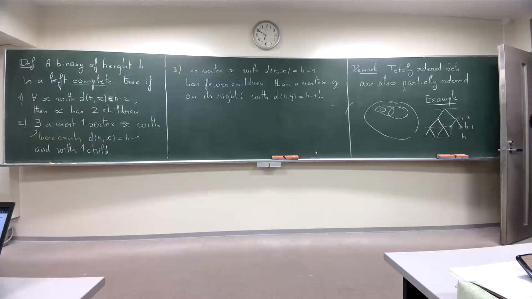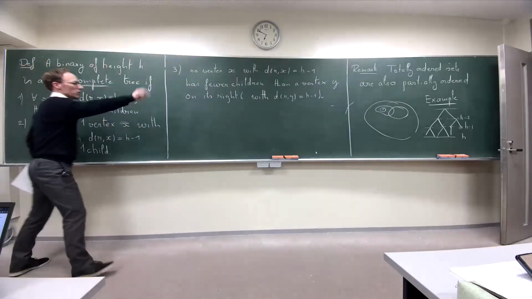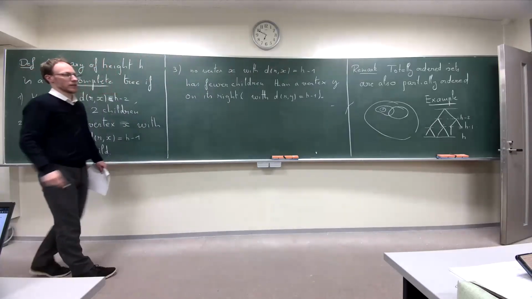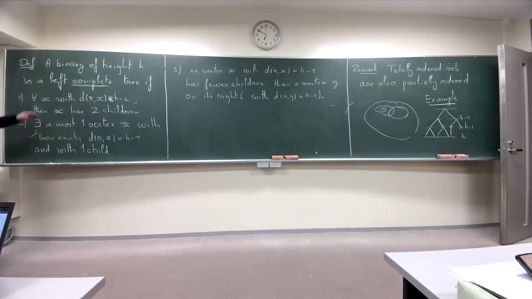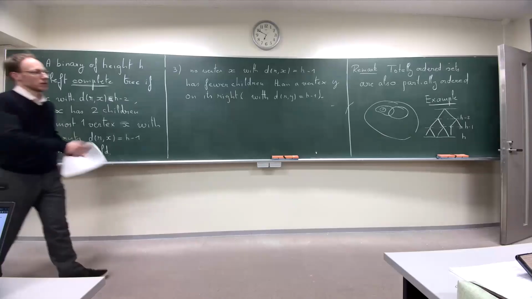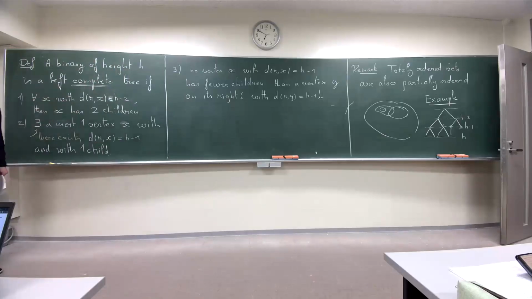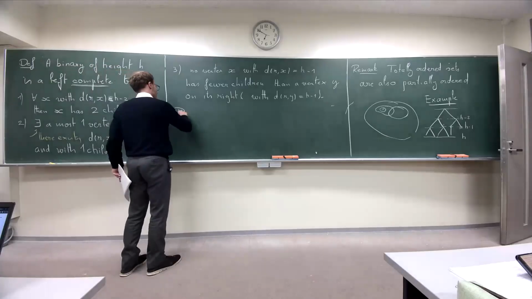So it's not complete, because complete would mean everybody would have 2 children except the leaves. But the conditions 2 and 3 are important. It looks technical, but it plays a role. You can draw one or two examples, and at the end of the day, these conditions are not so complicated. It's only the first time you see them that they sound complicated.